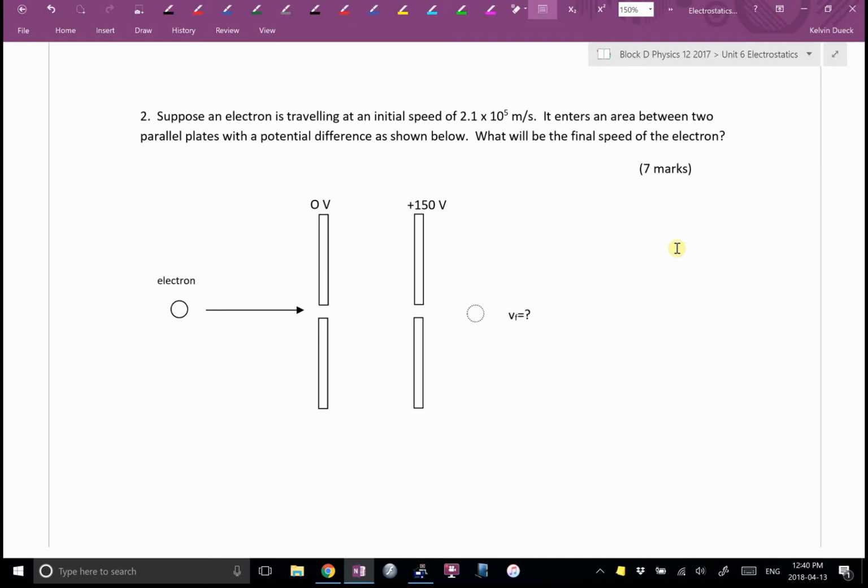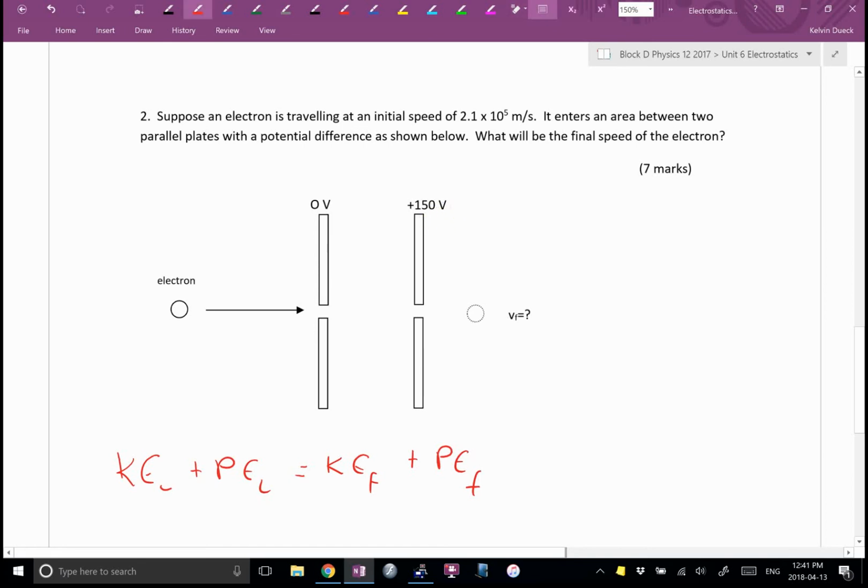So I'm going to start out going KE initial plus PE initial equals KE final plus PE final. By the way, what if this was negative 150 volts?